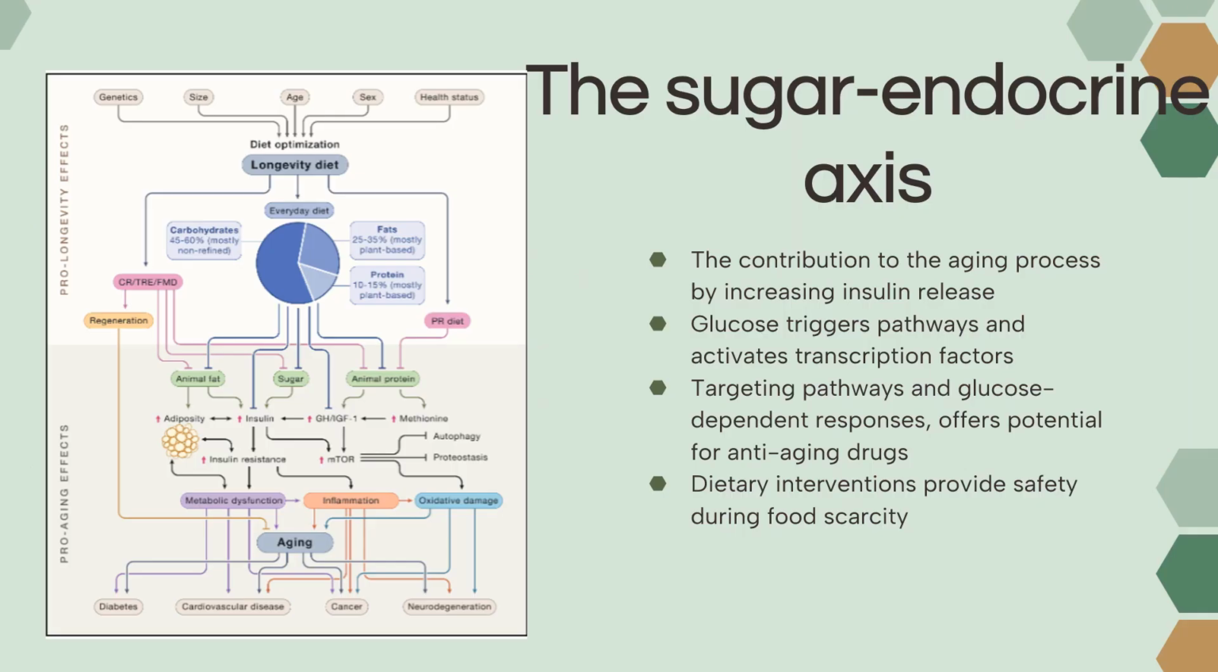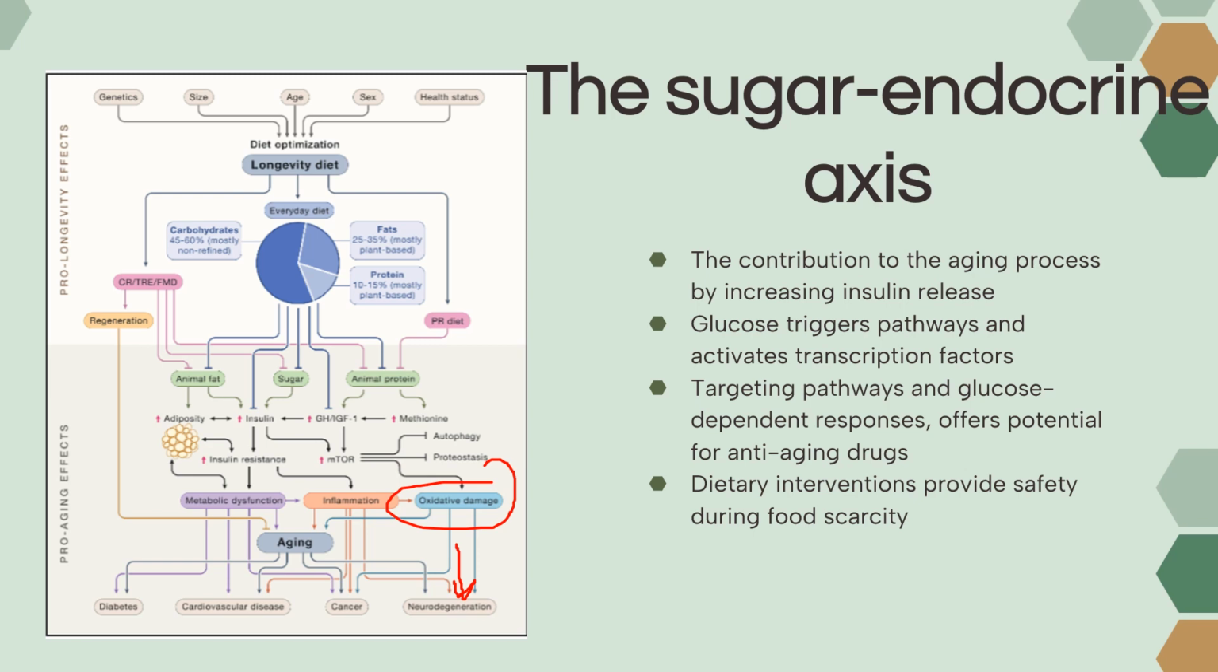Sugars, like proteins, speed up aging by boosting insulin release and activating pro-aging pathways. Glucose triggers pathways and will activate transcription factors like the mTOR pathway, which can be seen right here. And then this will activate transcription factors that can then lead to aging, like oxidative damage, which then can lead to neurodegeneration, and that is not good for us, and that only makes our aging and everything decline.